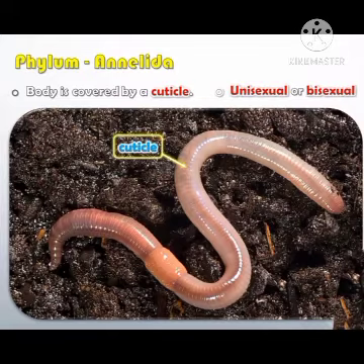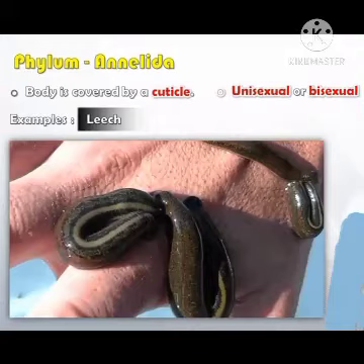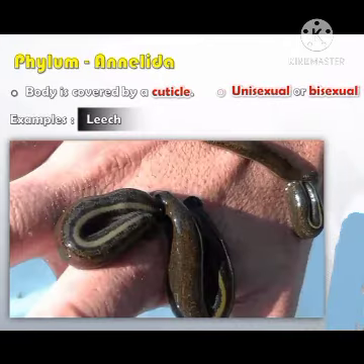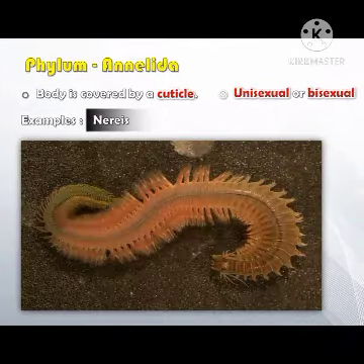The body is covered by a thin skin which is called cuticle. They are unisexual or bisexual. Unisexual means separate male and female worms, and bisexual means both male and female gametes are present in the same worm. Bisexual is also known as hermaphrodite. Examples are earthworm, leech and Nereis.